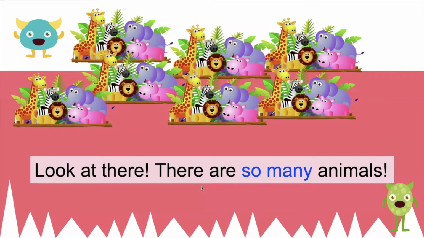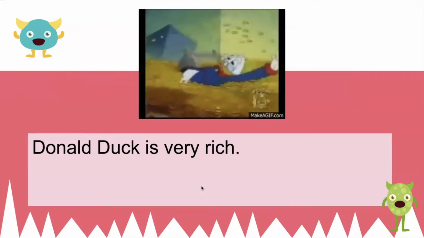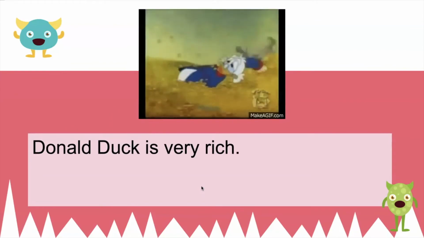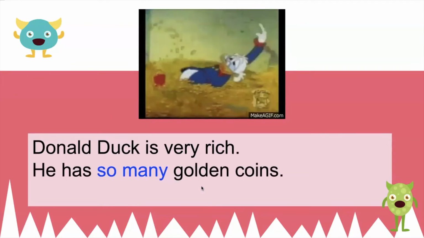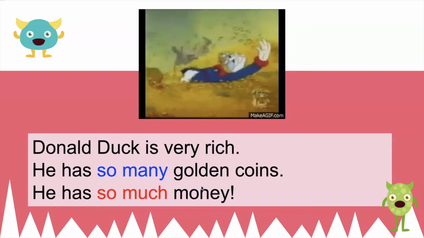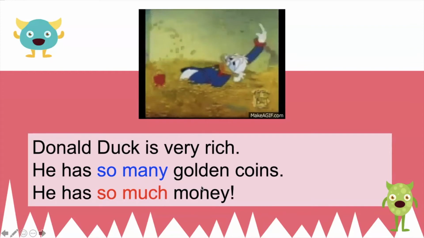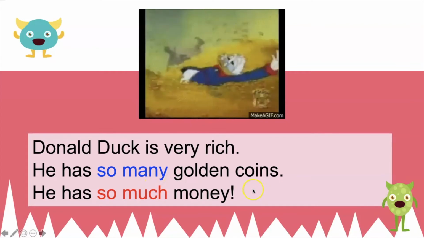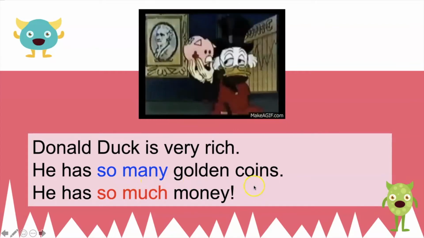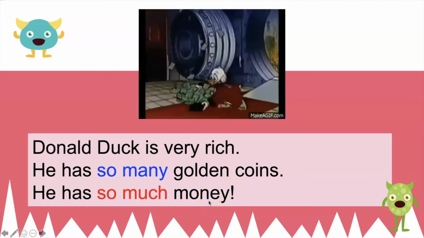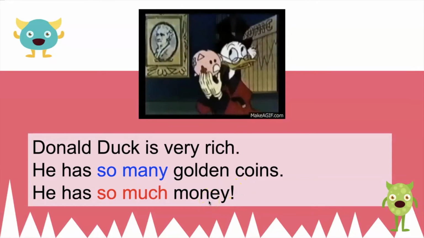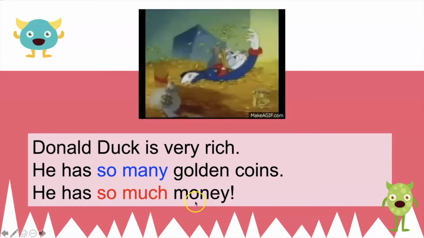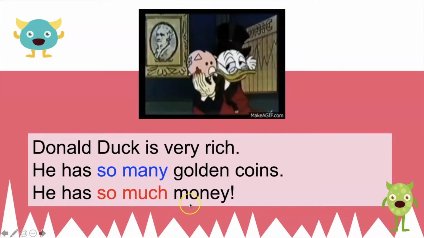It means there are a lot of animals, a great amount of animals. Another example, Donald Duck is very rich. He has so many golden coins. Or we may say, he has so much money. So coins is something that we can count. That's why we use so many with it. We say so many golden coins. How about money? Money is an uncountable noun, so we use so much with it. We say so much money.